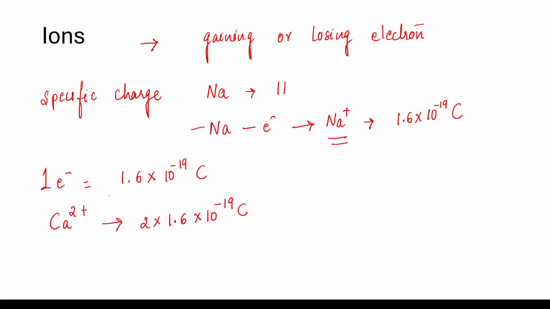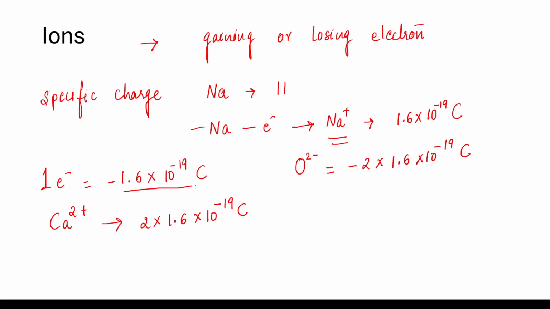So where does it come from? Because the charge of an electron is 1.6 times 10 to the power minus 19. Another example, let's say I take O2 minus. Now this one has a charge of, because you can see 2 minus, so it'll be negative 2 times 1.6 times 10 to the power minus 19 coulombs, because the charge of an electron is negative.